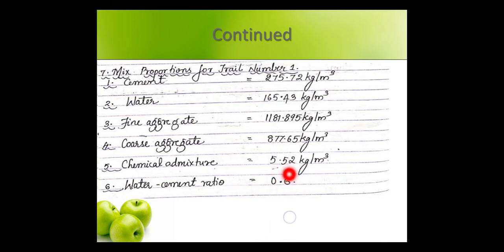So like this you need to calculate the mix design problem. One by one you need to tell what is the quantity of cement, water, fine aggregate, coarse aggregate, chemical admixtures if it is given, and water cement ratio. This completes the problem. Next problem we will be doing in the next part of the video.